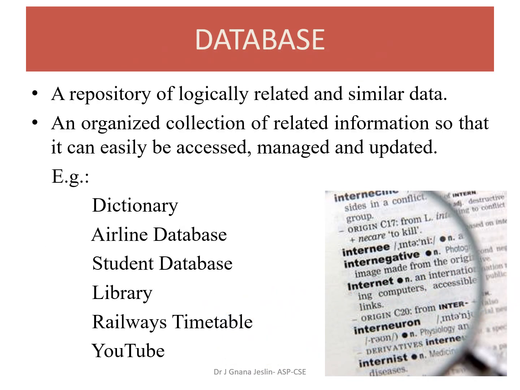The next thing we see in the introduction is a database. As you all know, data is something logical, some raw facts. A collection of logically related and similar data is called a database. To put it in other terms, an organized collection of related information so that it can be easily managed and updated. Examples are the dictionary, airline database, student database, library, railway timetable, and YouTube. These are some examples of databases where related information or similar data are clubbed together and stored as a whole.